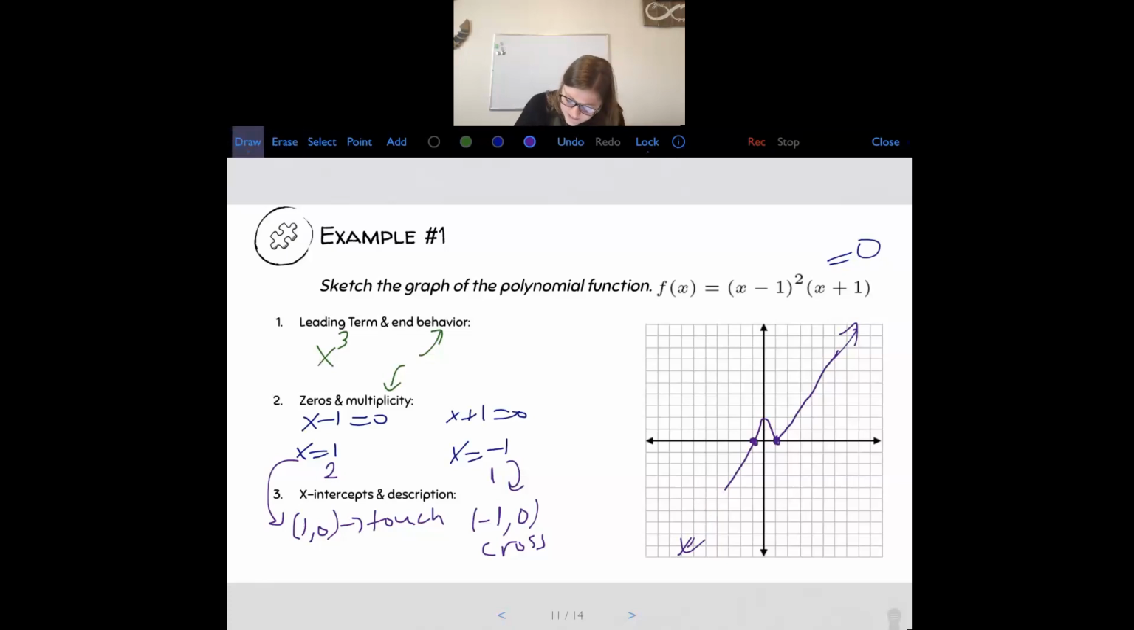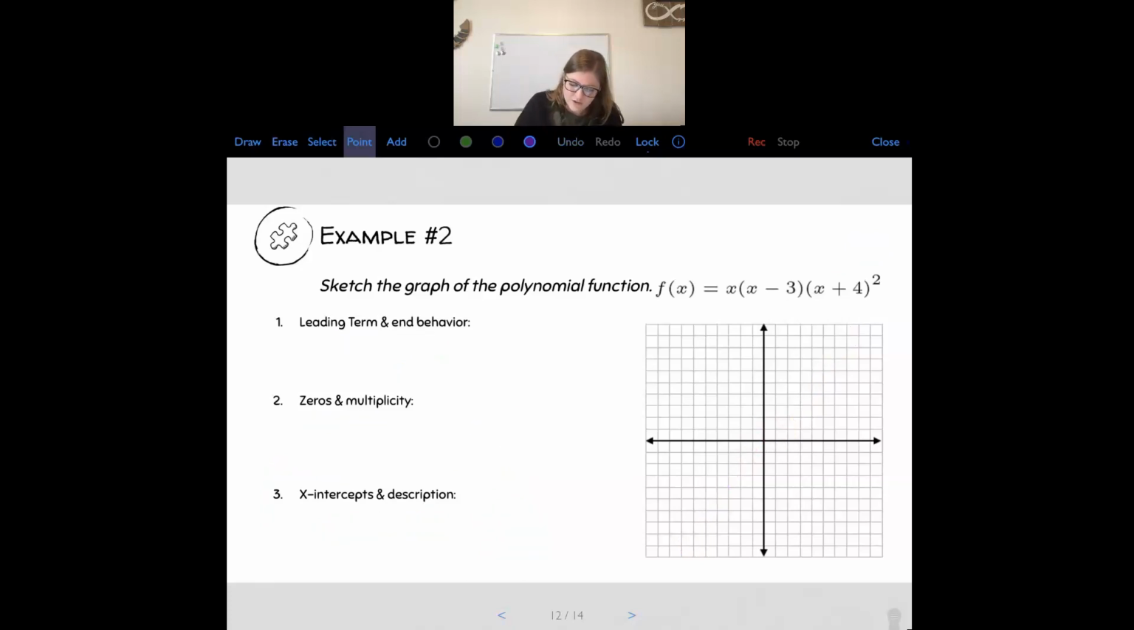This graph doesn't tell us how high our loops are going. None of the tests we've talked about tell us, does this go up a lot? Does it go down? But it does tell us we have to cross at (negative 1, 0), and we have to touch at (1, 0). Okay. Try another example.